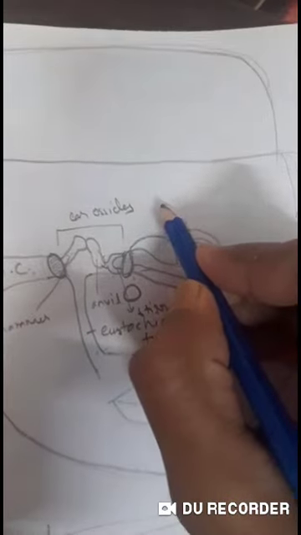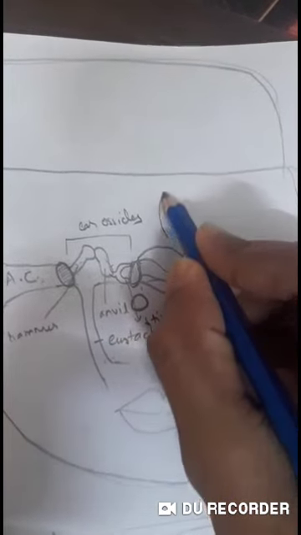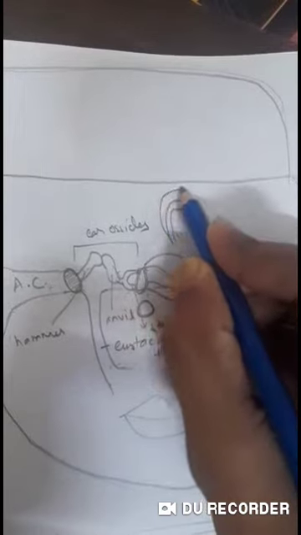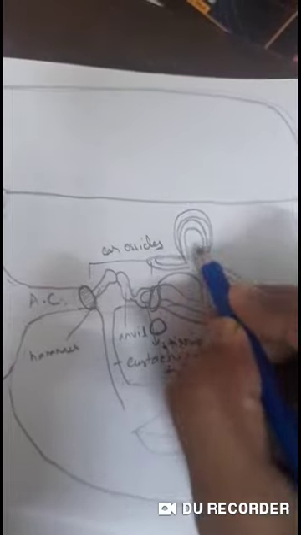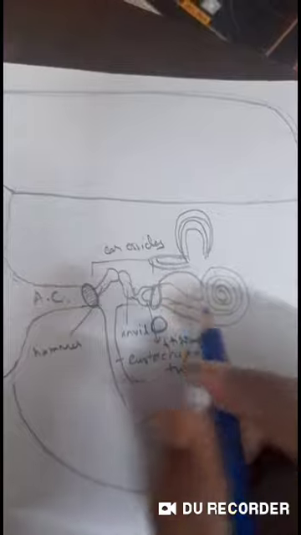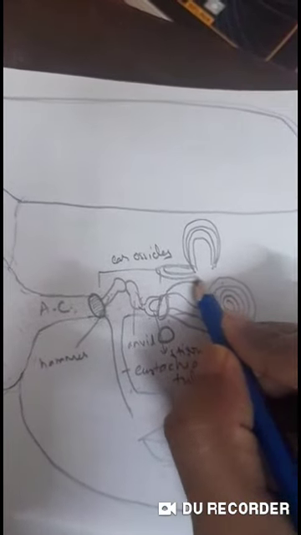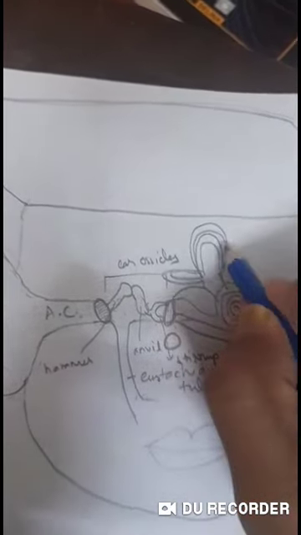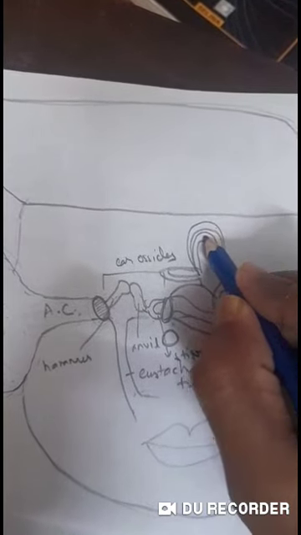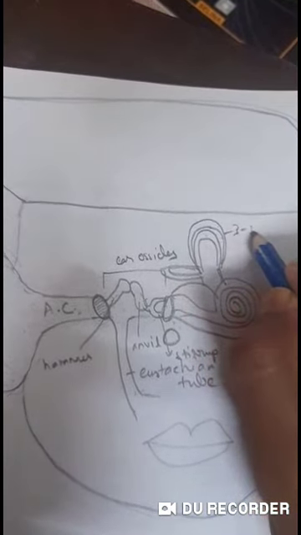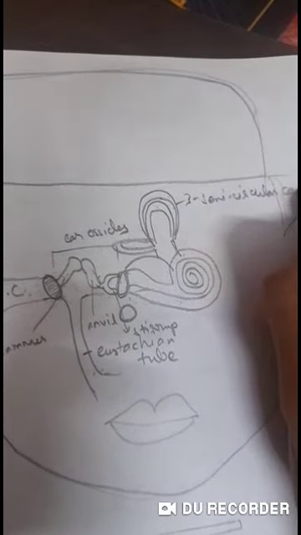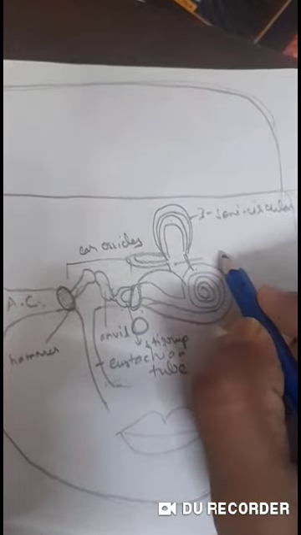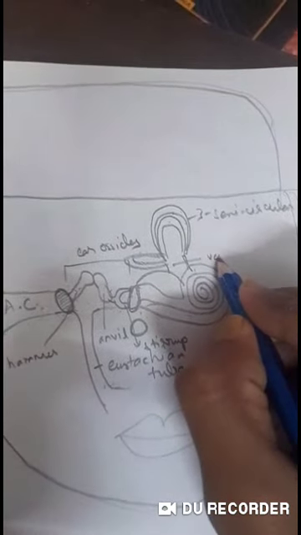So in the inner ear we have two more structures. The semicircular canals. Two in the upward direction and one in the horizontal direction. And from this arises a stem which is connected to the cochlea. These three structures are known as the semicircular canals. And this stem is known as the vestibule.